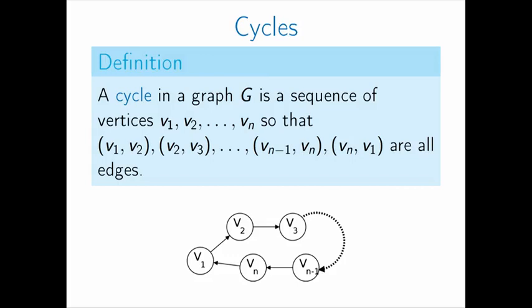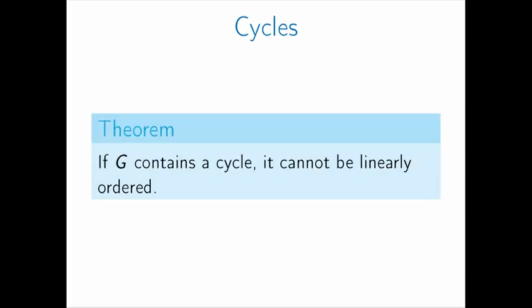If your graph has any cycle, a cycle here is a sequence of vertices v1, v2 to vn, such that each one connects to the next using a directed edge. So you've got a bunch of vertices arranged in a circle such that each one connects to the next one all the way around. And the theorem is that if G contains a cycle, it cannot be linearly ordered.